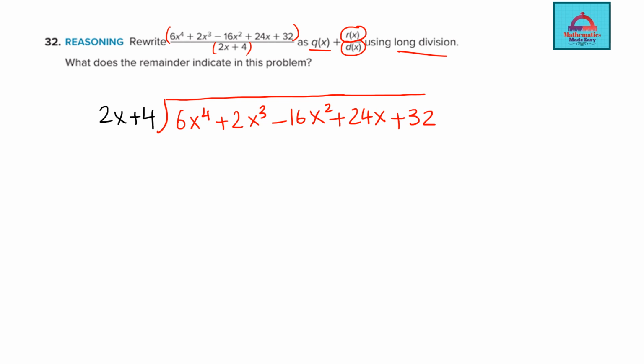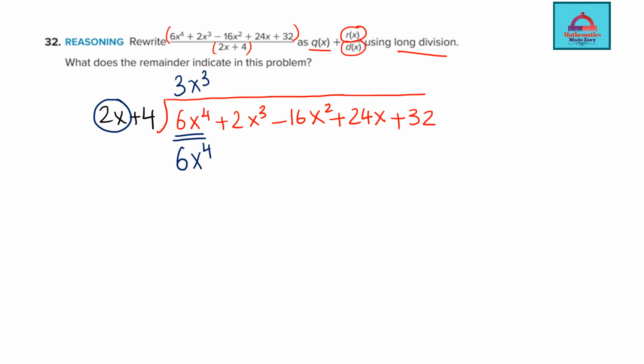I will teach you the method. Please see how it works. From 2x, we have to go to 6x to the power 4. That means I need to multiply 2 with 3 to get 6, and x to the power 1 with x to the power 3 to get x to the power 4. So this is one term of the quotient. Let's multiply: 2 multiplied by 3 is 6, x with x cubed is x to the power 4.